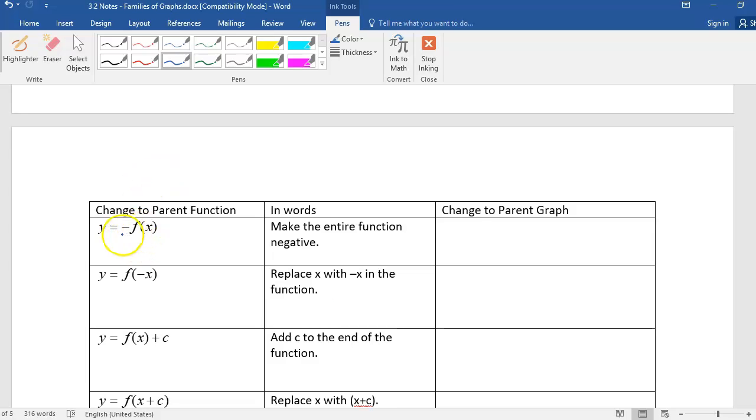So the first thing is y equals negative f of x. So putting a negative out in front of the function. If we put a negative out in front of the function, it's going to reflect f of x over the x-axis. So it flips the graph upside down.